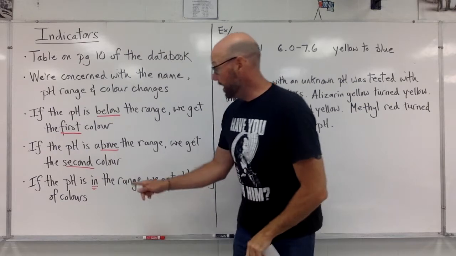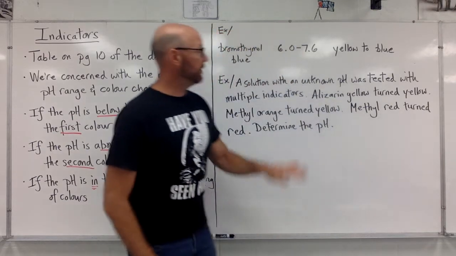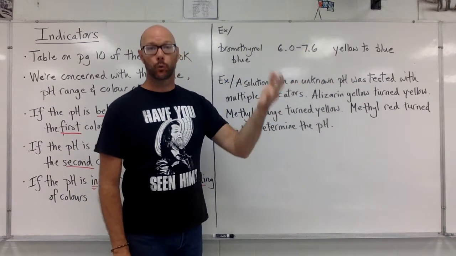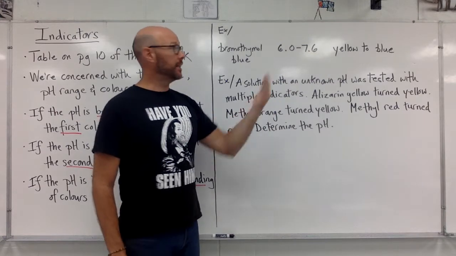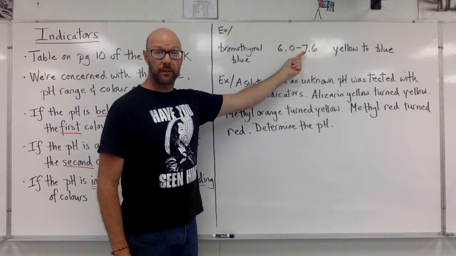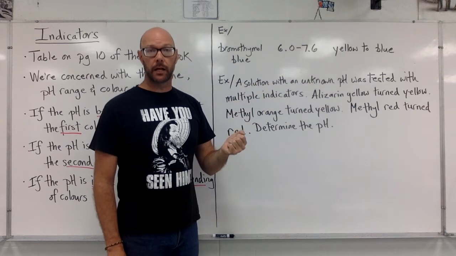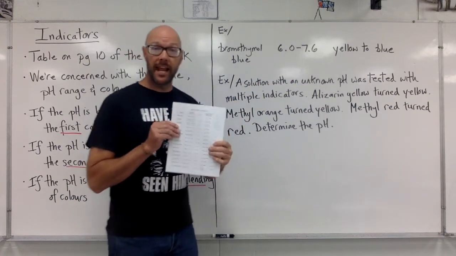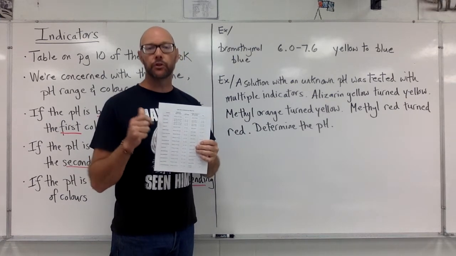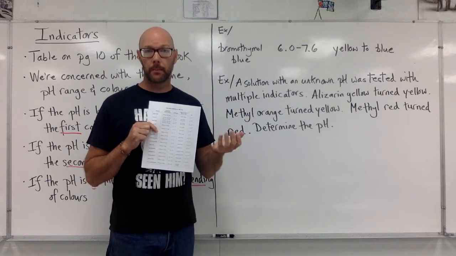Now, if the pH is in the range, we get a blending of the colors. If the pH is in this range, we get a mixture of yellow and blue, green. Now, it's important to say that closer to 6, we'd have a green that's more yellow. Closer to 7.6, we'd have a green that's more blue, but in the range, a blending of the colors. Here, on this table, we only see things like yellow and red, which blend together to make orange, or like bromothymol blue, yellow and blue, where the blending is gonna make green.